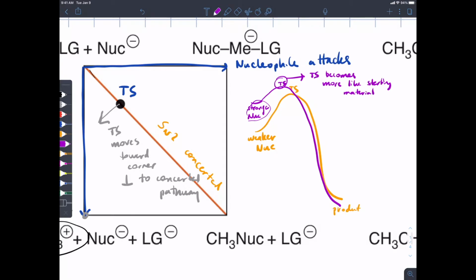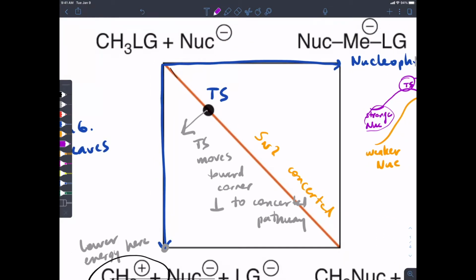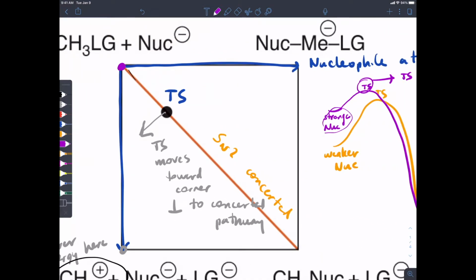This is just another way of restating the Hammond postulate, right? Along the reaction coordinate diagram, two adjacent states that are close in energy are close in structure. So in terms of what this does to the transition state, if we raise the energy of this corner, if we destabilize this corner, it's going to move the transition state more towards the starting material. And that is called the Hammond effect.